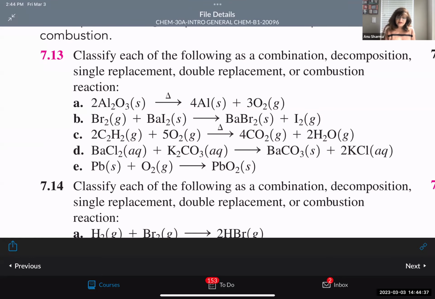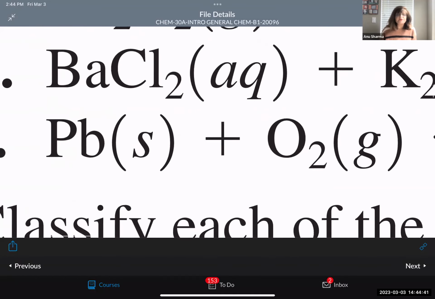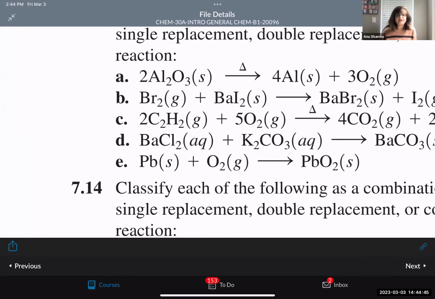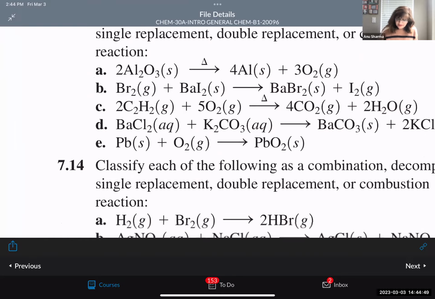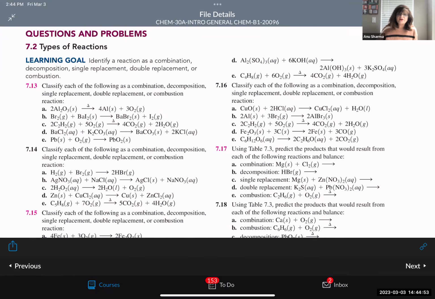Okay, now the last is lead combining with oxygen. So this is a very simple combination reaction because it's just producing this entity, lead oxide. So this was about classifying, and you should practice the others also, just so you understand and know them. Okay. So for now, I'm going to just stop this here.